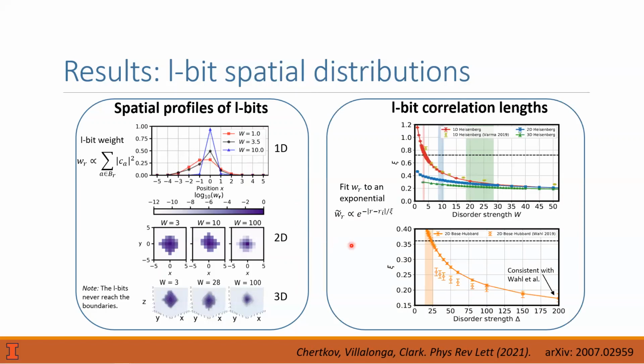You can fit these spatial distributions of the L bits to exponentials and extract a correlation length. Doing this, we get an estimate of the correlation length in the system versus disorder strength for the different models. We get decent agreement with previous studies of the one-dimensional Heisenberg model and the 2D Bose-Hubbard model. At least at high disorder, it agrees quite well.